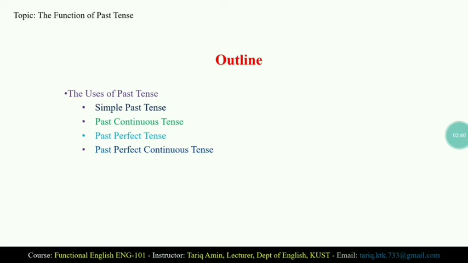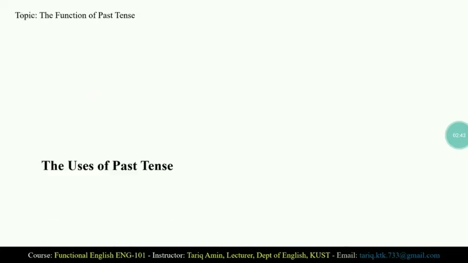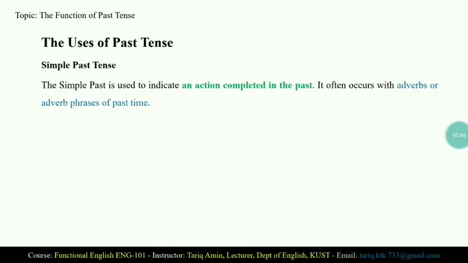And let's discuss past tense. Okay, what is past tense? Past tense is a form of verb that indicates the past time of an action. For example, he played cricket. Played is the form of verb that indicates the past time of an action, so it is said to be in the past tense. Now, there are some uses of simple past tense.